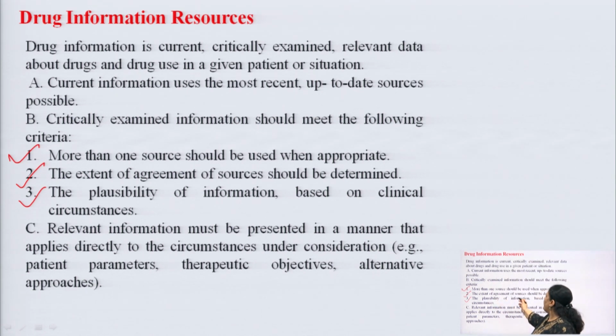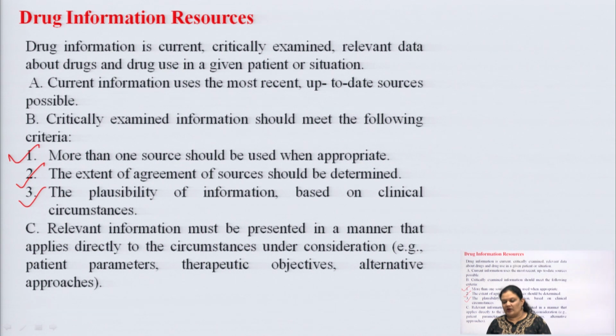The extent of agreement of sources should be determined. It means, students, the agreement of sources means the authenticity of the source from where you get the data about the drug. Because the drug is given to the patient, it is directly related to the patient's individual life. So, the extent of agreement of sources should be properly determined.